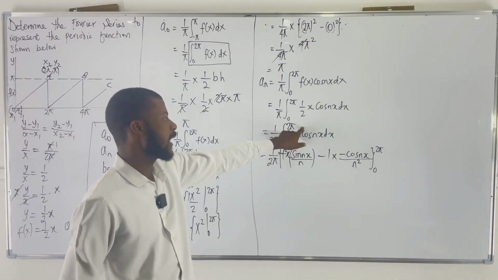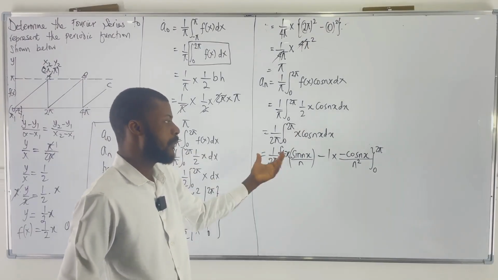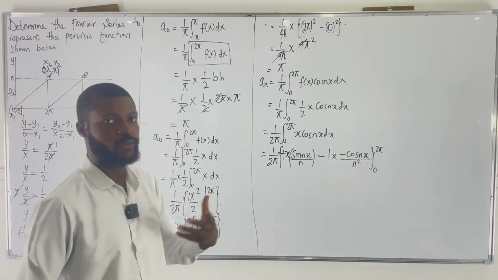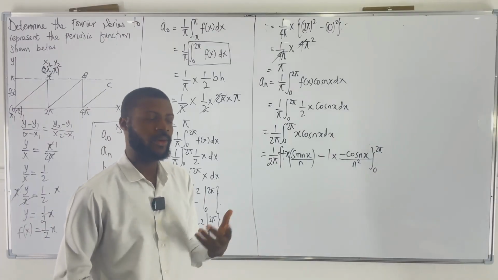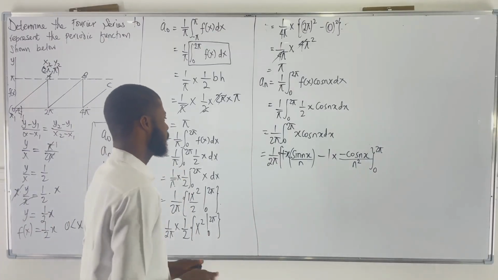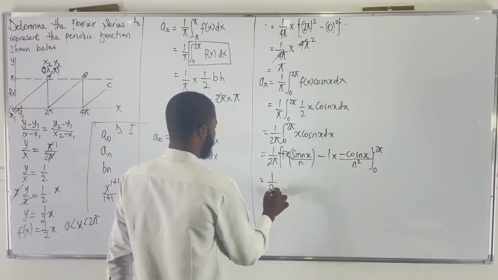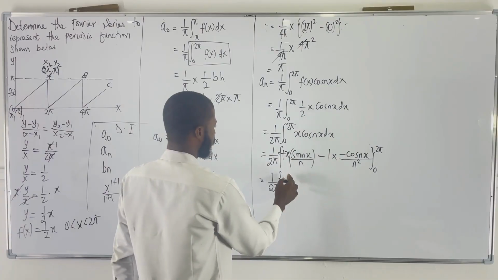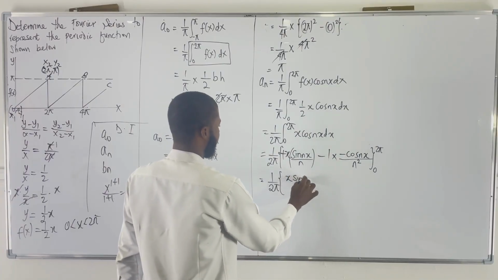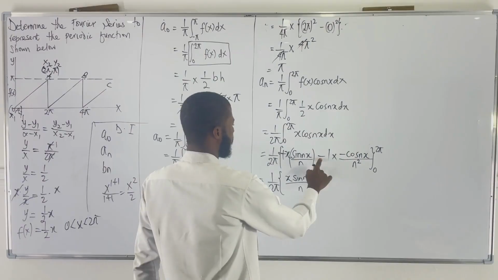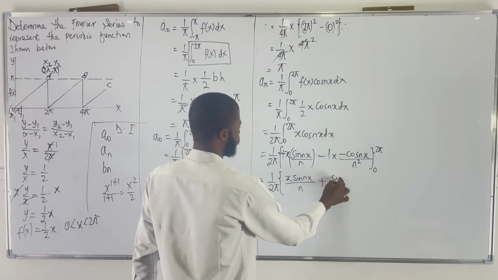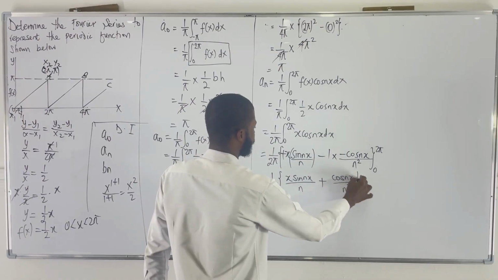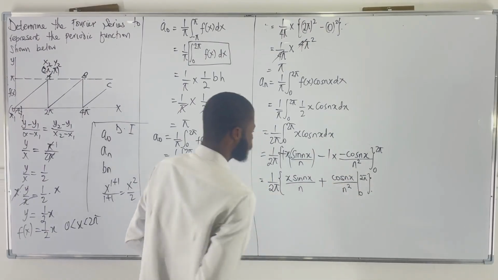When you have an x squared or an x cubed, you're going to appreciate this very format. It's still the same thing as when you use the formula for integration by parts. So this will be 1 over 2 pi, and then let's simplify this whole expression. This will be x sine nx over n, minus minus to give us plus, cos nx over n squared. Then we put our limits, 0 to 2 pi.